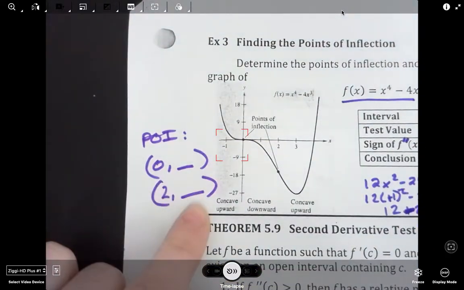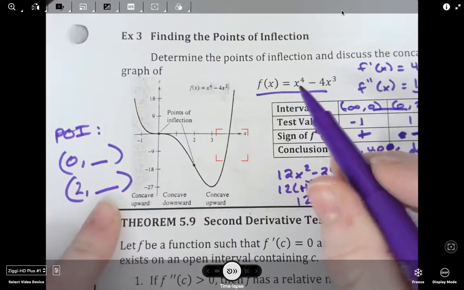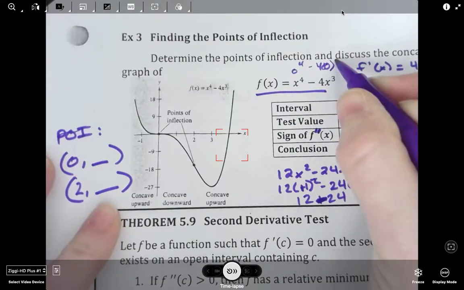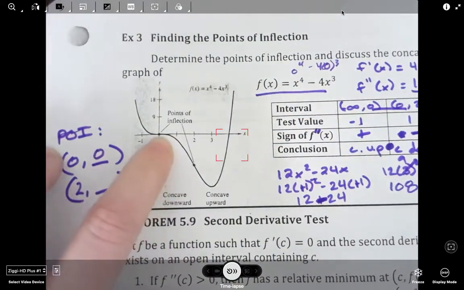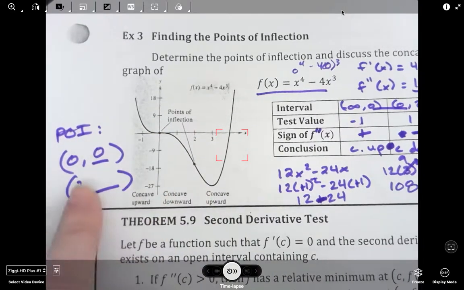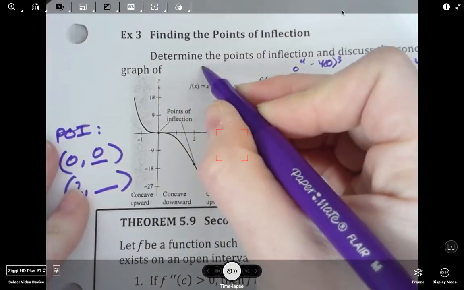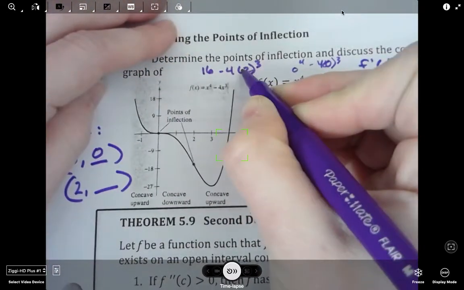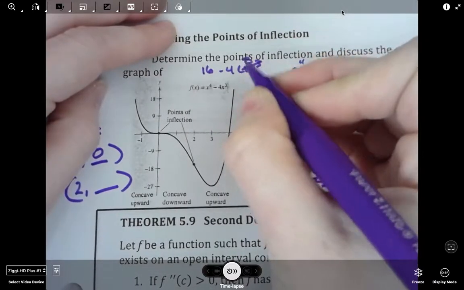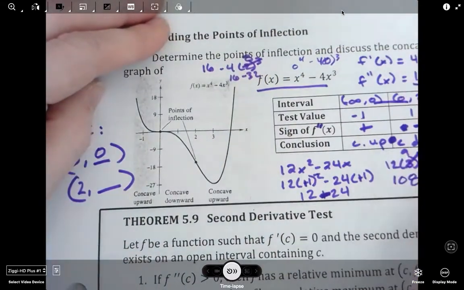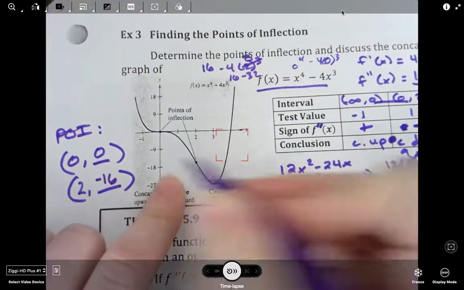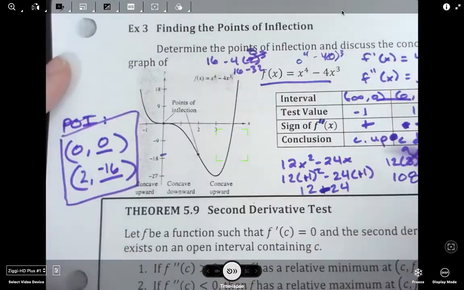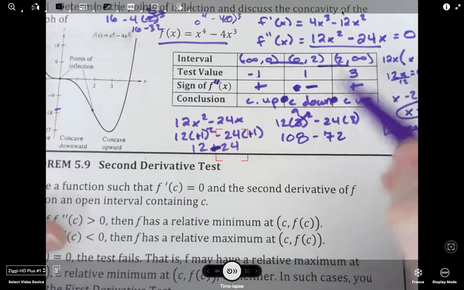To get the y coordinates where those are located, you plug it into the original function. So if I plug 0 in here, 0 to the 4th minus 4 times 0 to the 3rd power, it's still going to be 0. So I have a POI at 0. Okay, you can see that from the graph. If I plug 2 in, 2 to the 4th power is 16 minus 4 times 2 to the 3rd power. This is 4 times 8. So 16 minus 32 is negative 16. Okay, so those are POIs because they change concavity at those points and they are not the squiggly domain errors.